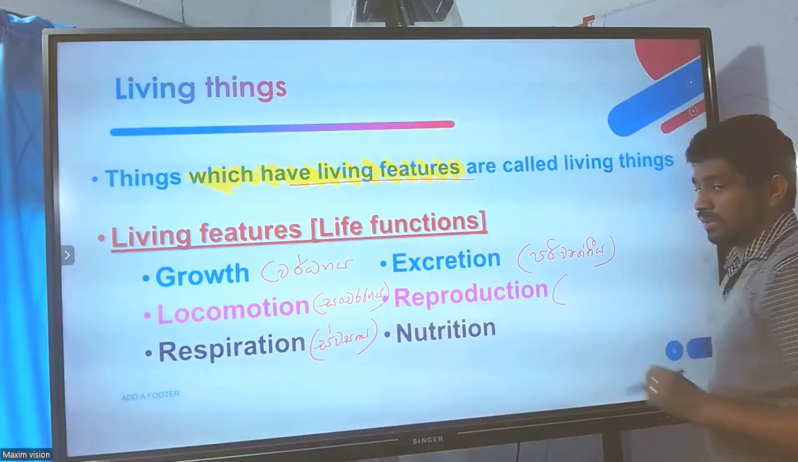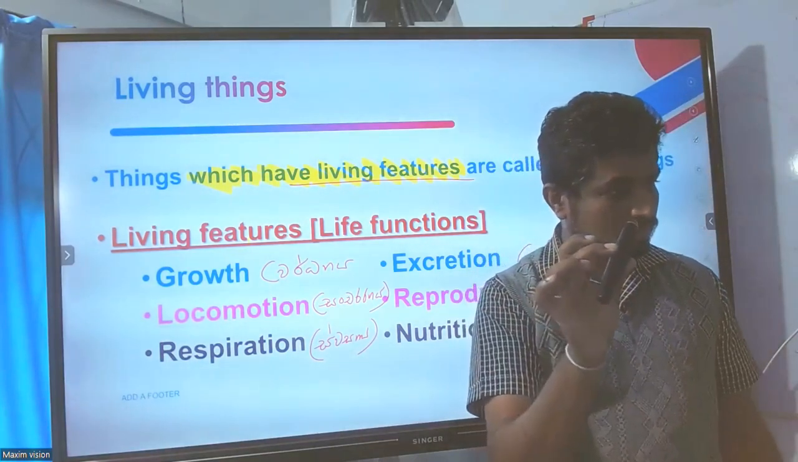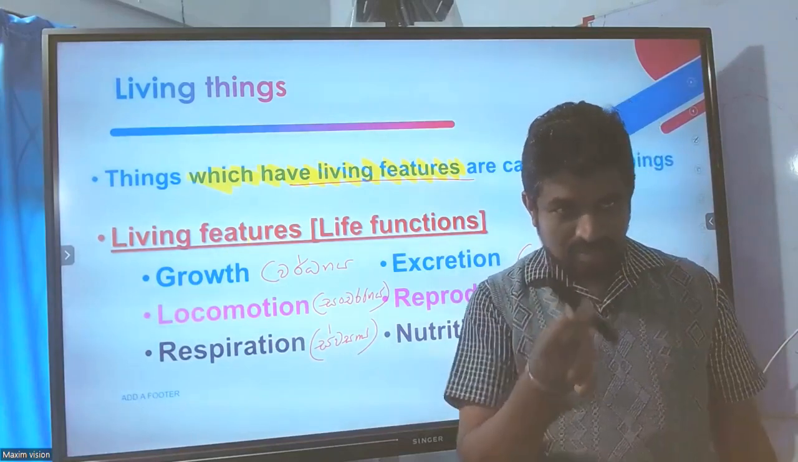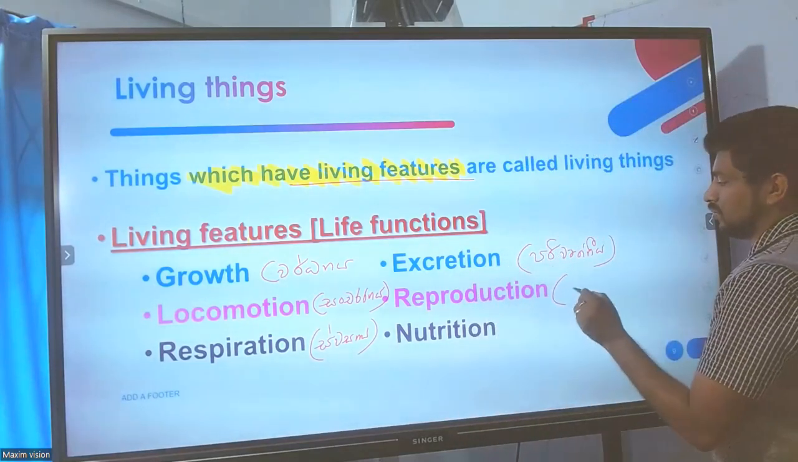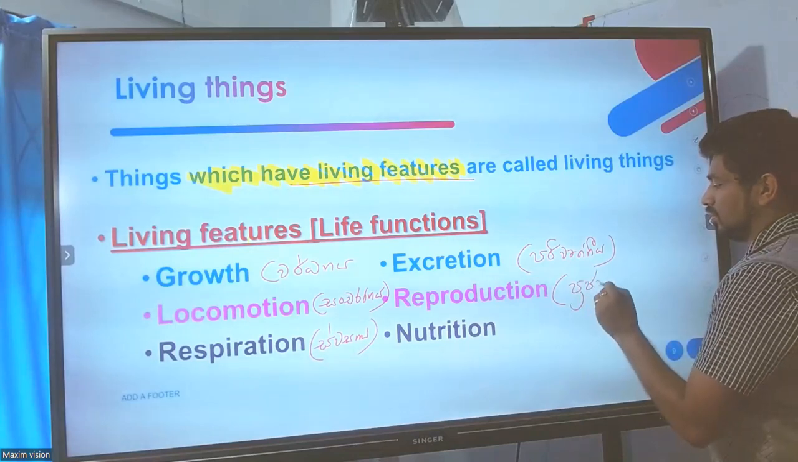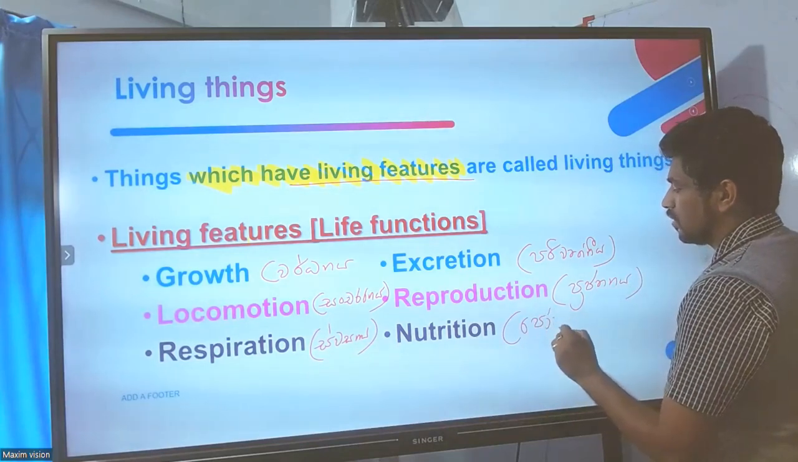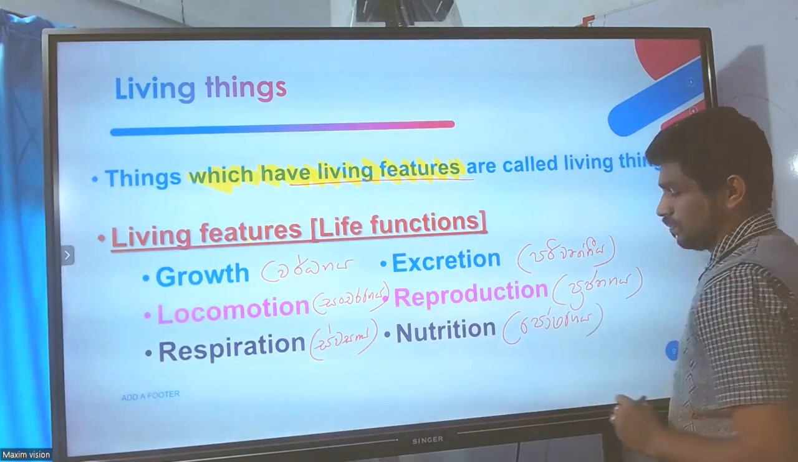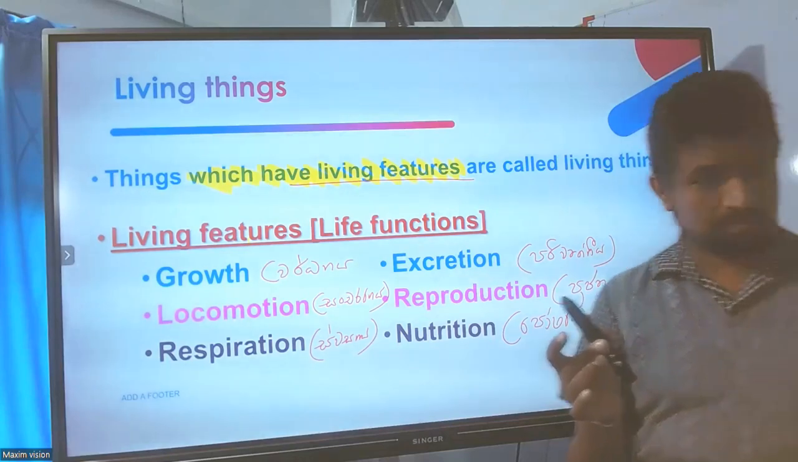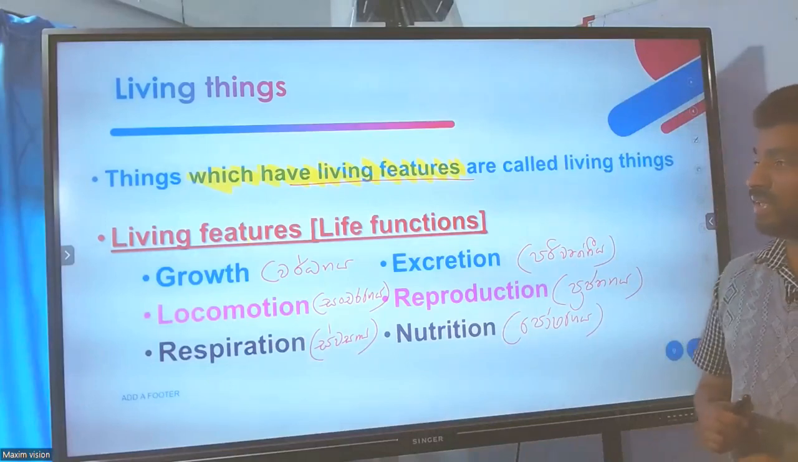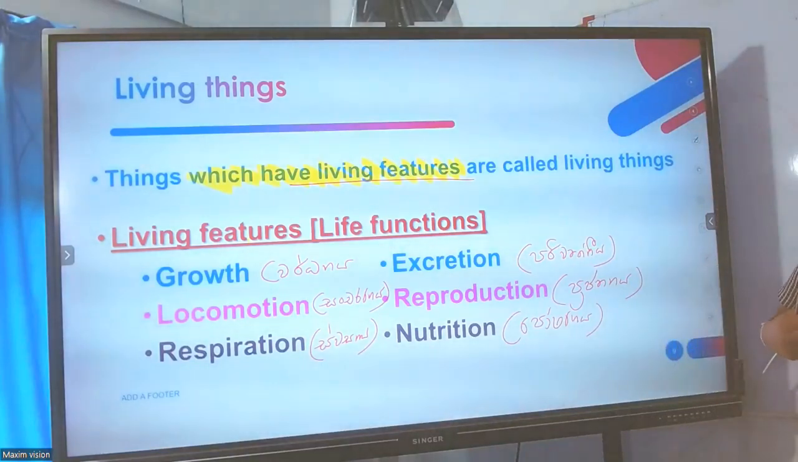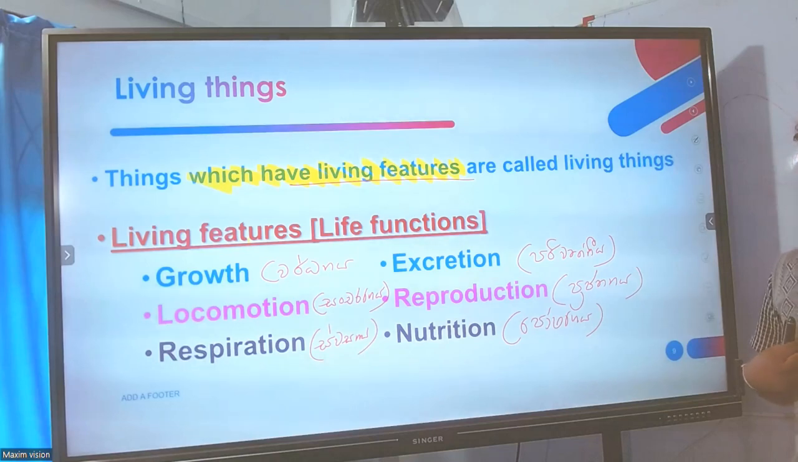Then reproduction. Is it making small pins? No. Right? Then nutrition, what is it? Feeding with food. Right? So these are the words. Now read the words, Ramayan. Growth, locomotion, respiration, expression, reproduction, and nutrition.